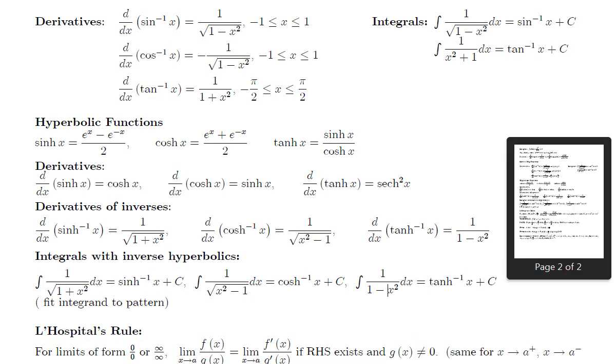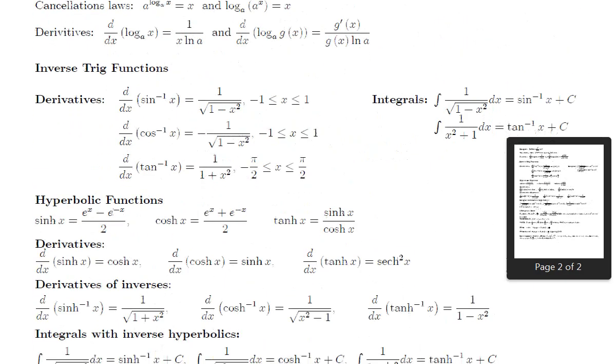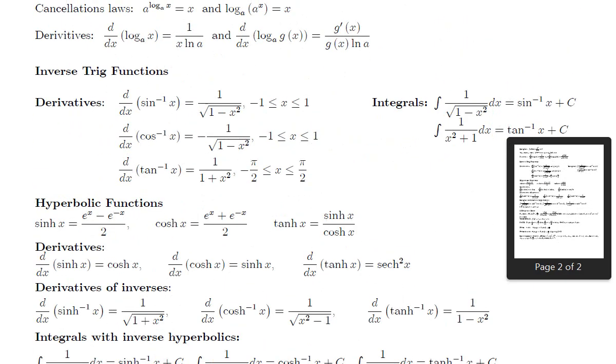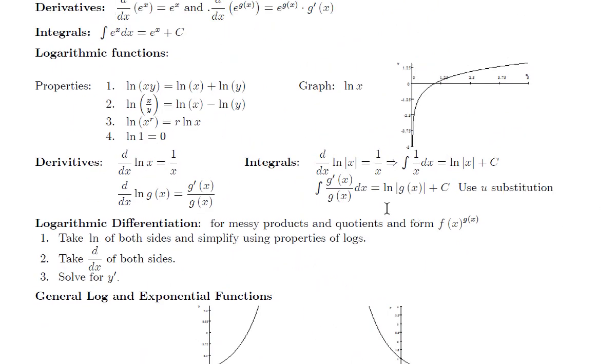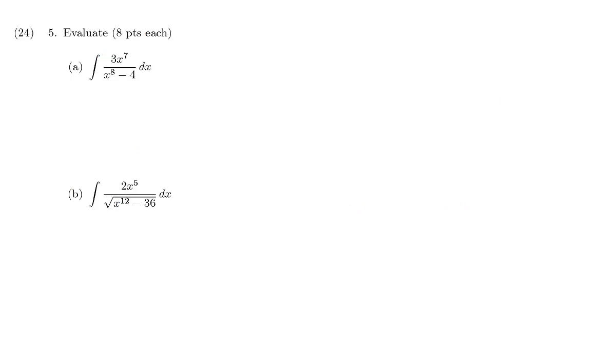And then of course the general pattern for log functions. Remember, the integral of 1 over x is natural log of absolute x, and the integral of g prime over g is natural log of the absolute value of g of x. So let's go back to our problem here.